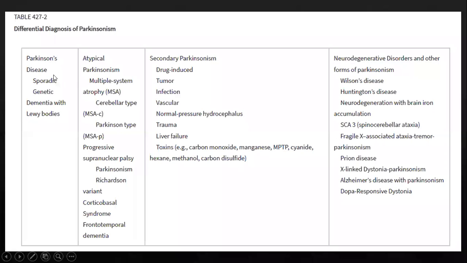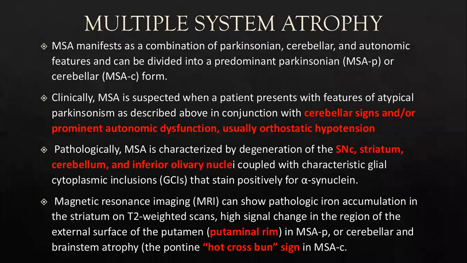That is Parkinson's disease, sporadic or genetic, dementia with Lewy bodies. Atypical Parkinsonisms, like multiple system atrophy, cerebellar type and Parkinson's type, PSP, progressive supranuclear palsy, corticobasal syndrome, and frontotemporal dementia. Secondary Parkinsonism can be drug-induced, tumor, infection, vascular, normal pressure hydrocephalus, trauma, liver failure; toxins can also cause them. Other rarer causes include neurodegenerative diseases like Wilson's, Huntington's, spinocerebellar ataxia, Fragile X ataxic tremor, Parkinsonism, prion diseases, and Alzheimer's, and dopa responsive dystonia.